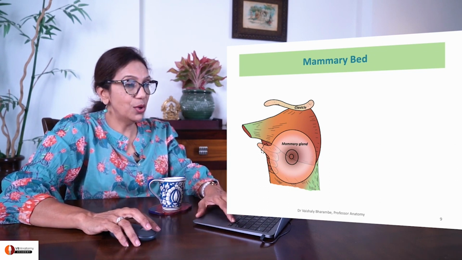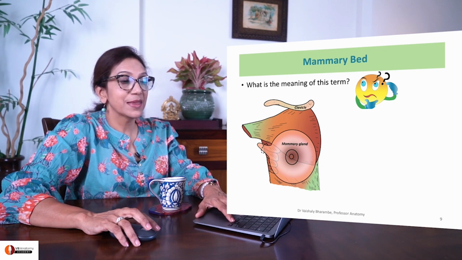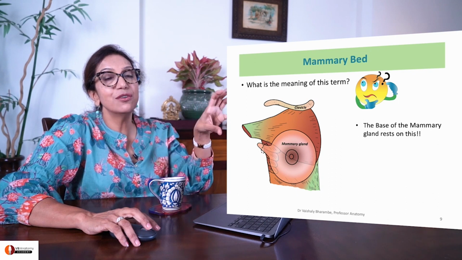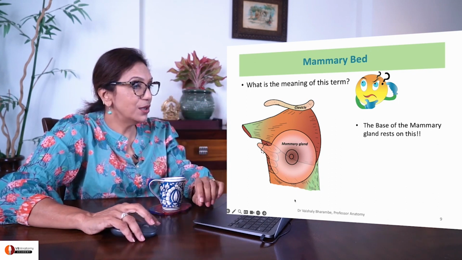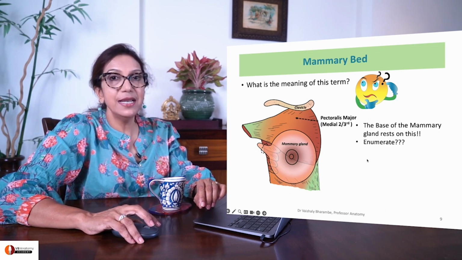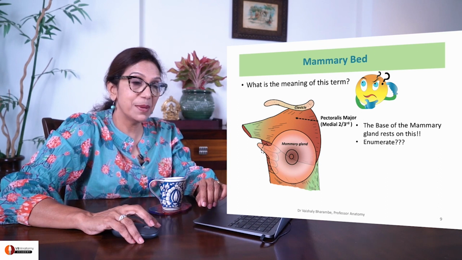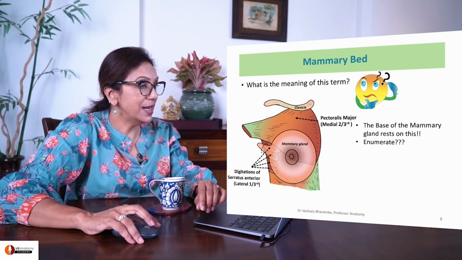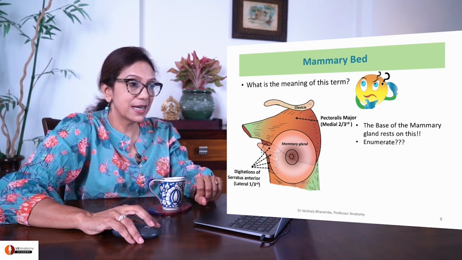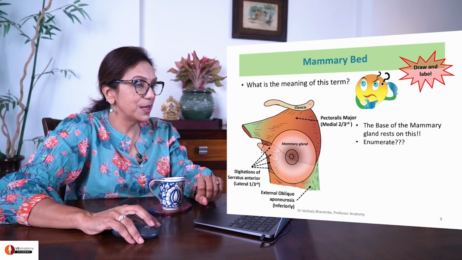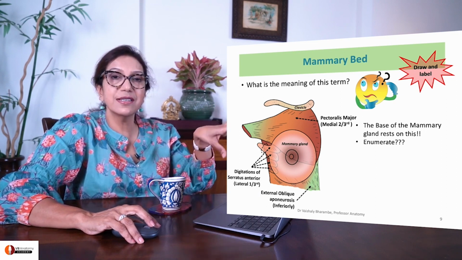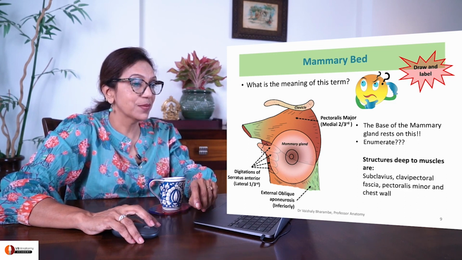Okay, what is the meaning of mammary bed? It's the base, it's the area or structures on which the base of mammary gland rests. So here you are seeing the mammary gland. You can clearly see that it is resting on pectoralis major. Medial 2/3 of this bed is made by pectoralis major, and digitations of serratus anterior. Lateral 1/3 is made up of serratus anterior and lower part is made up of external oblique aponeurosis. So these are the structures that are forming the mammary bed.